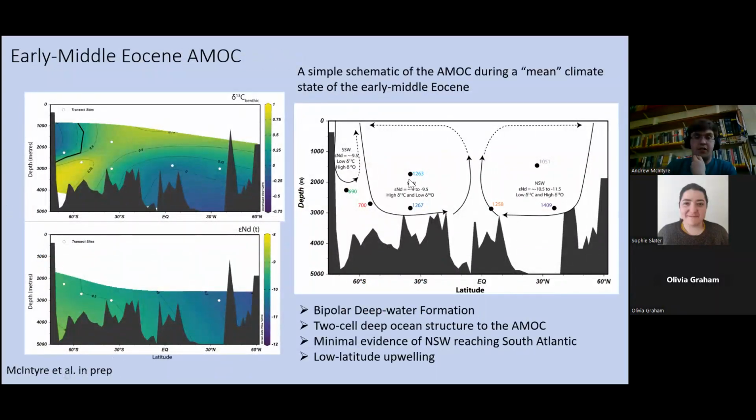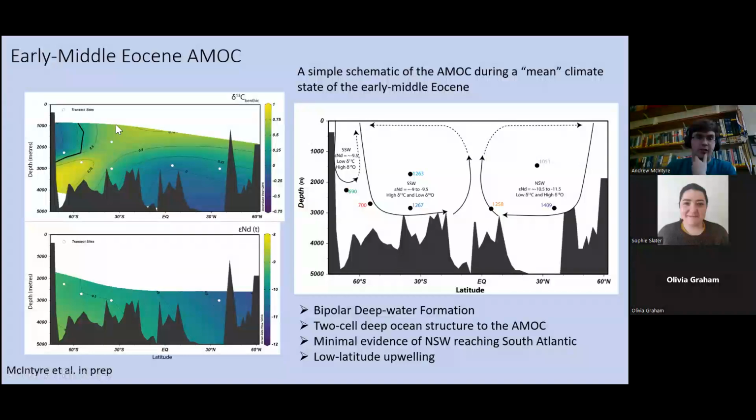So the findings from the last 2 slides are nicely described visually in this cross-section you see here. The Southern Ocean is on the left and the North Atlantic is on the right. And we see this 2-celled structure to the AMOC, where we have bipolar deep water formation, which occurs in the modern ocean today. It's an interesting find that during the super warm world of the Eocene, we're still seeing bipolar deep water formation. And these 2 water masses flow towards the low latitudes where we suggest upwelling takes place.